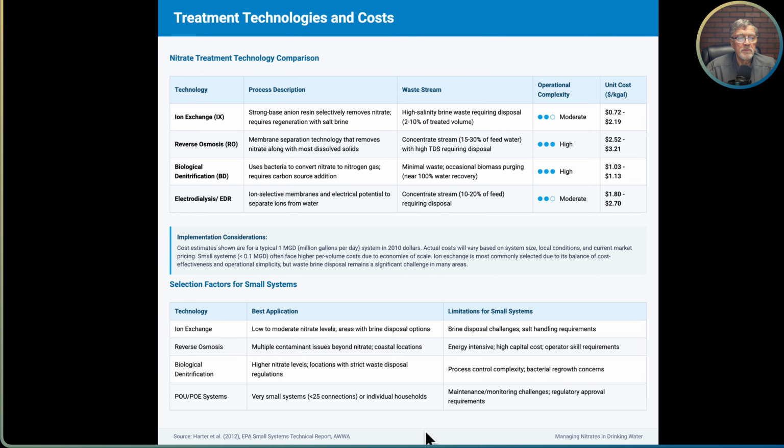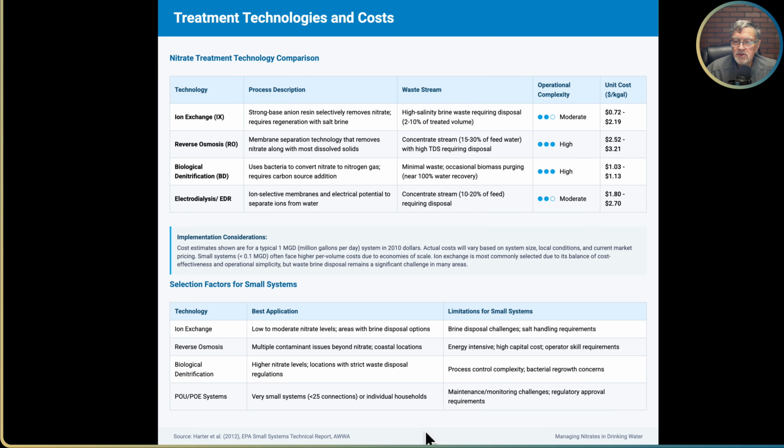So, treatment technologies and costs. Here are some of the treatment technologies we look at. And like I say, this should be your last option. You should really look at non-treatment. But if there's no way to avoid it, here are your options, and they generally are going to be some of the higher end: ion exchange, reverse osmosis, biological denitrification, and electrodialysis. So those are the main ones.